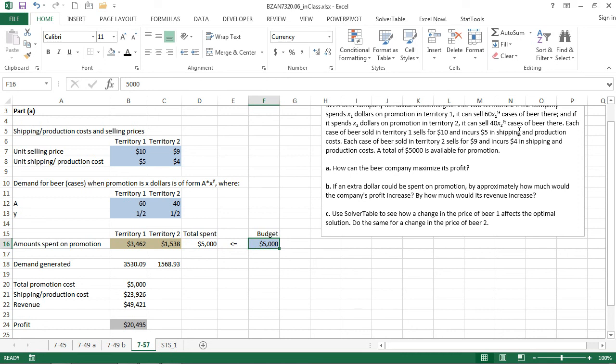All right. The other problem says use solver table to see how a change in the price of beer one affects the optimal solution, and do the same for a change in the price of beer two. You guys want to do that? You want to see what happens? How would you do that?